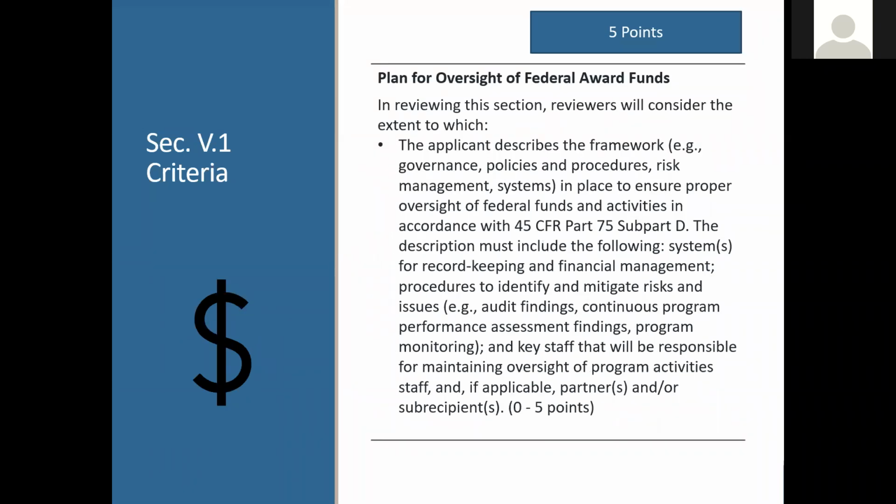For the plan for oversight of federal award funds section, reviewers will consider the extent to which the applicant describes the framework in place to ensure proper oversight of federal funds. This description would include systems for record keeping and financial management, procedures to identify and mitigate risks and issues, and key staff that will be responsible for maintaining oversight of program activities. This section can be awarded up to 5 points.